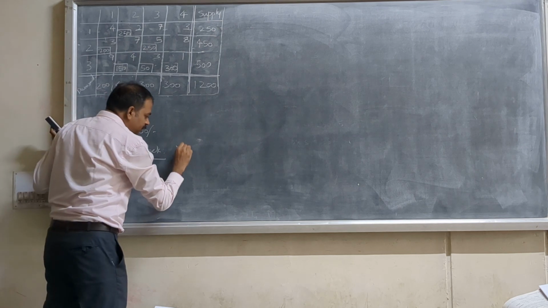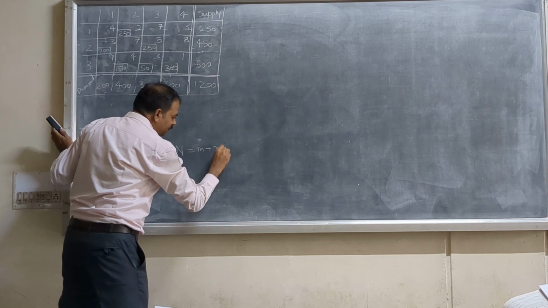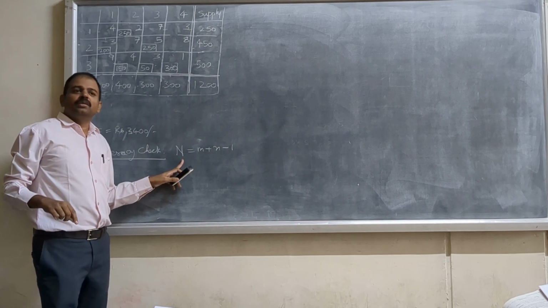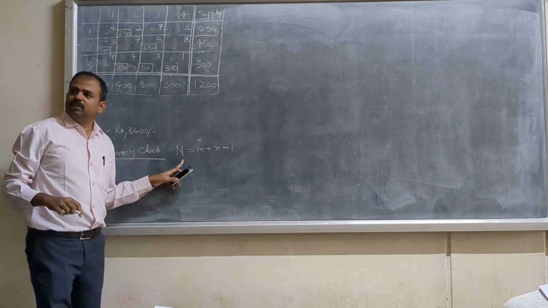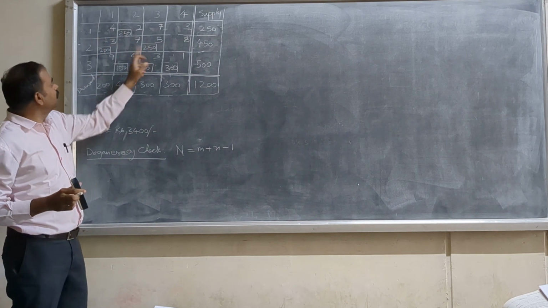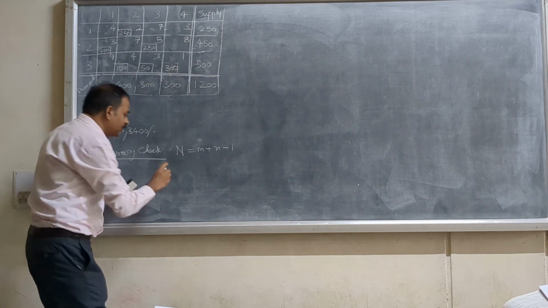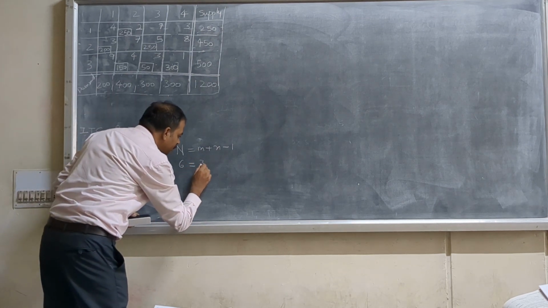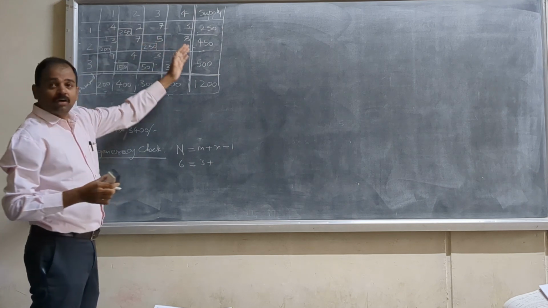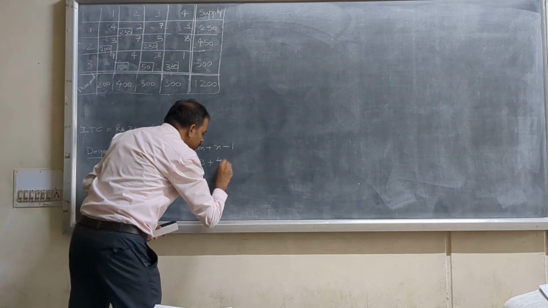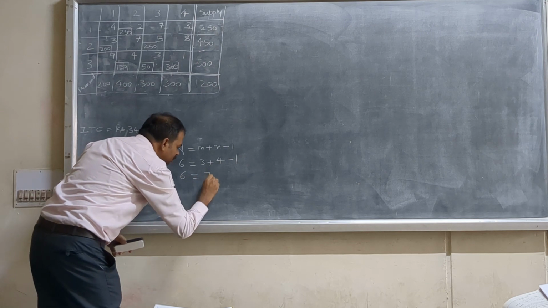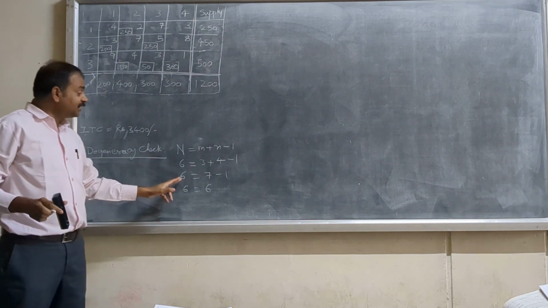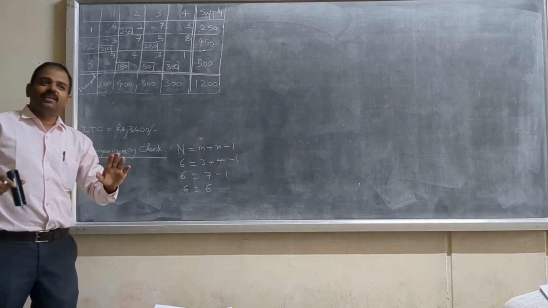The formula is N is equal to m plus n minus 1. Now, this capital N is the total number of allocations. What is the total number of allocations? 1, 2, 3, 4, 5, 6. 6 allocations is equal to m, the number of rows, which is 3, plus n, the number of columns, which is 4, minus 1. So 6 is equal to 7 minus 1, or 6 is equal to 6. When this condition is satisfied, it means degeneracy does not exist.